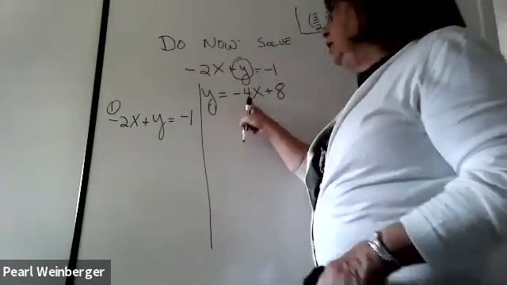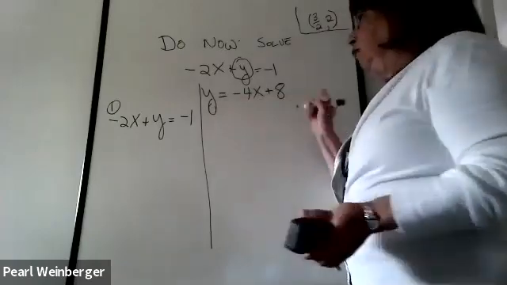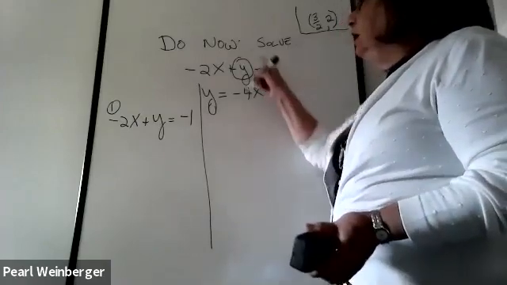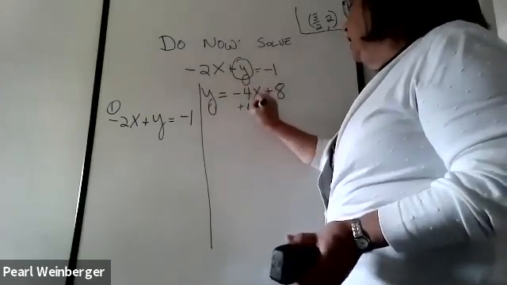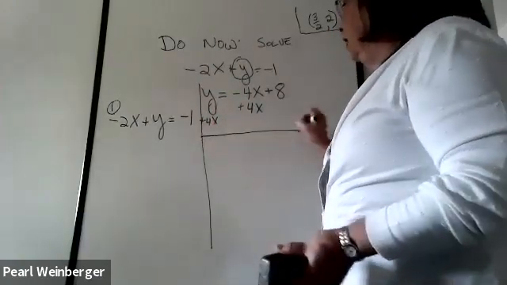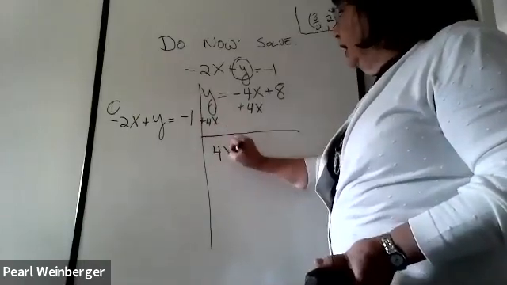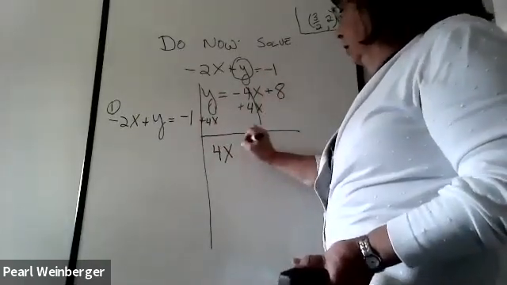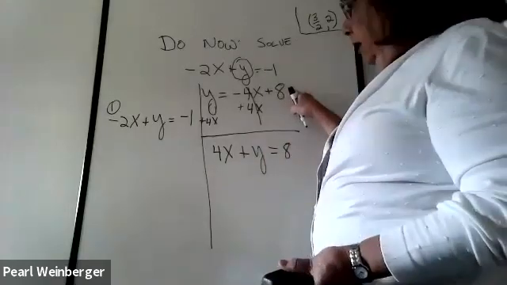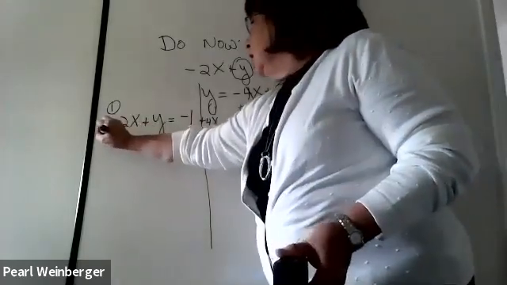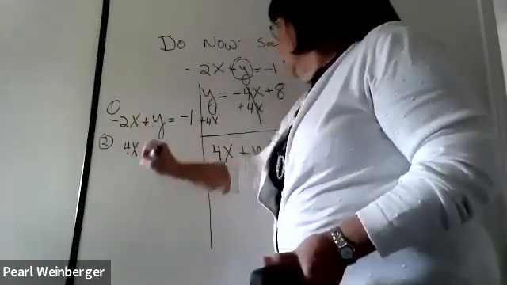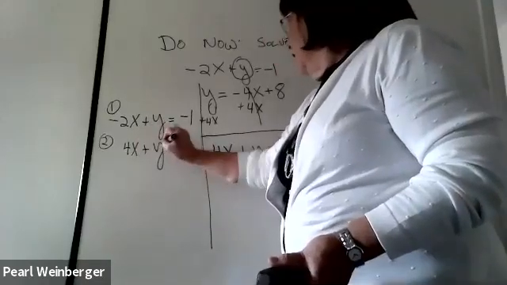Now, if I want to use the elimination method, it's not in the right format. I need to put it in what we call standard format. I have to get the negative 4x to the other side, so I have the x's and y's together. So my second equation will become 4x plus y equals 8. Here is equation number 2: 4x plus y equals 8.